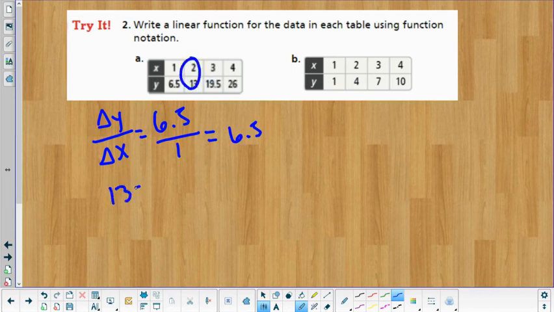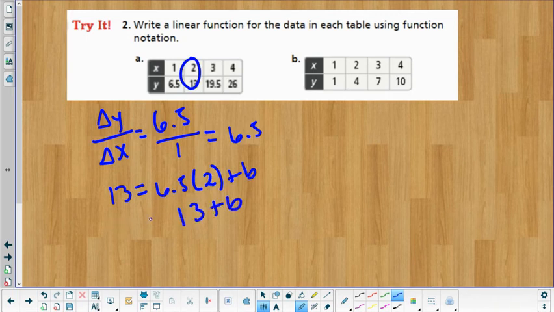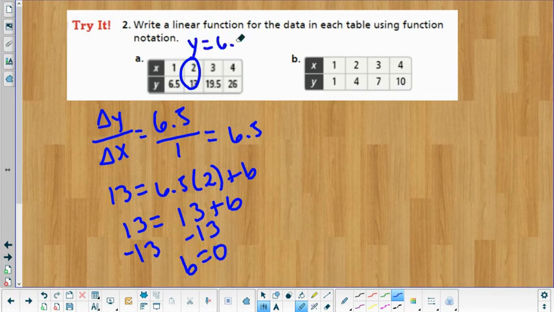So I'm going to say 13 equals 6.5 times 2 plus b. Well, 6.5 times 2 gives me 13. If I subtract 13 from both sides, I get b equals 0. So there is no y-intercept. So this equation would be y equals 6.5x. You don't have to put the plus 0 at the end.